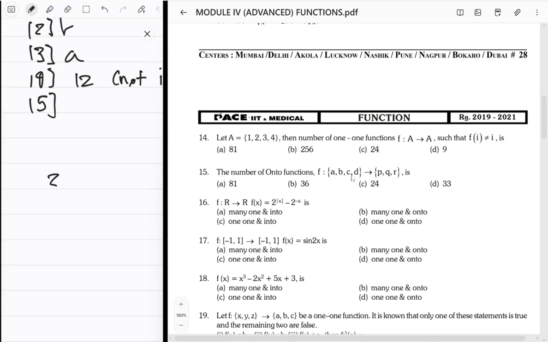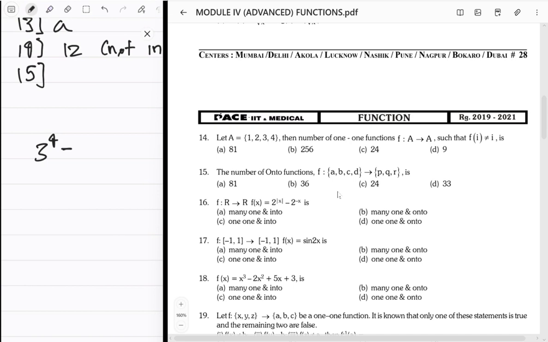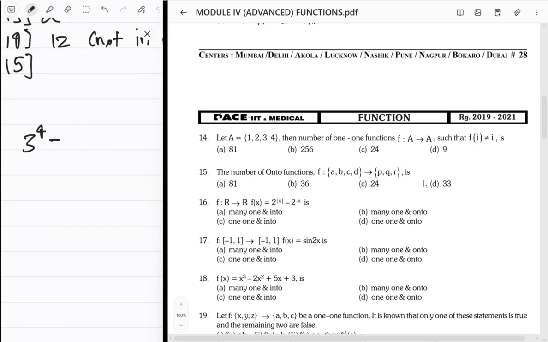So you got 3 power 4 without the restriction that should be an onto function, minus. The first restriction you break is that P doesn't get any pre-image, right? And then there are 3 ways you can do that, P, then Q, then R. So 3 times. What happens if P doesn't get a pre-image? You got Q and R only, right? So just 2 power 4.